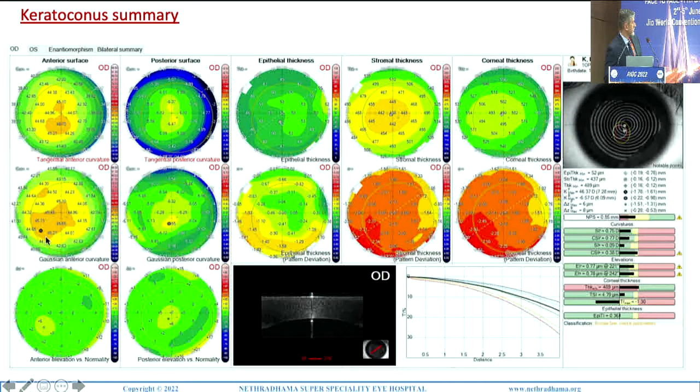And it also has the Gaussian anterior curvature, Gaussian posterior curvature, and the epithelial thickness pattern deviation. This is what I was talking about. So you can see how different it is when compared to the normative data. And even stromal thickness pattern deviation and corneal thickness pattern deviation. And here you can see that the Gaussian anterior curvature again is different from the tangential curvature, so it's a little more sensitive. And it also gives you the corneal thickness progression. And then it also has classification, and it tells you whether it's a borderline cornea or a keratoconus cornea, taking all these into consideration.